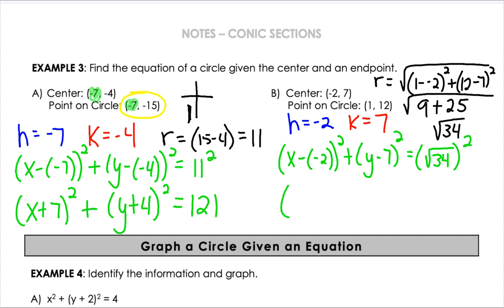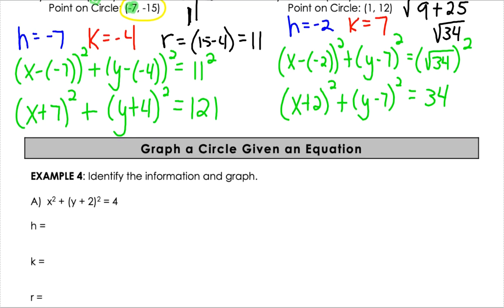Simplifying that, I have x plus 2 squared plus y minus 7 squared equals 34. Again, when I square a square root, those are inverse operations of each other, so we're left with just what's on the inside. Sorry, that should be just 34. All right, so now we kind of understand where the equation's coming from. Now we're going to use that equation to graph.